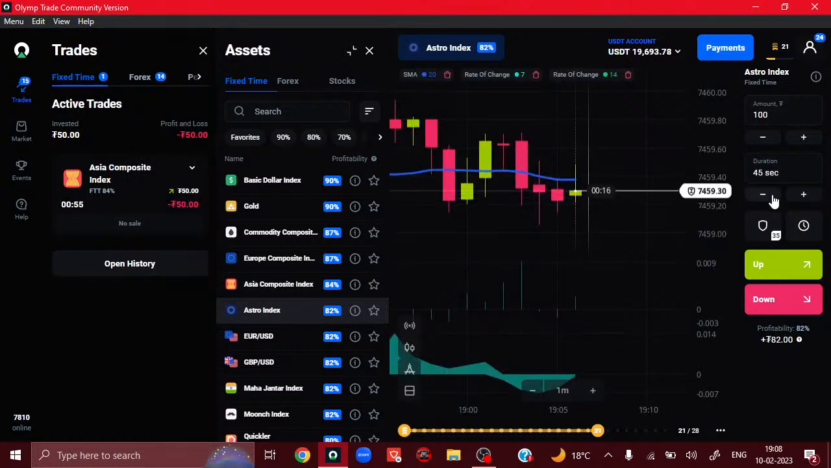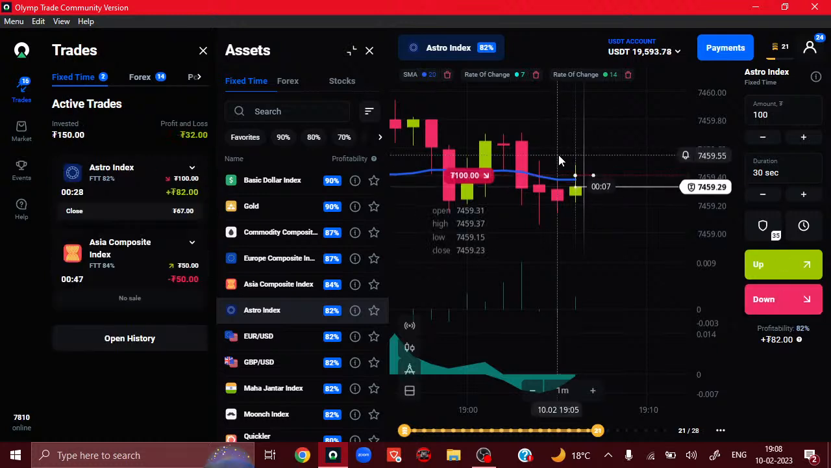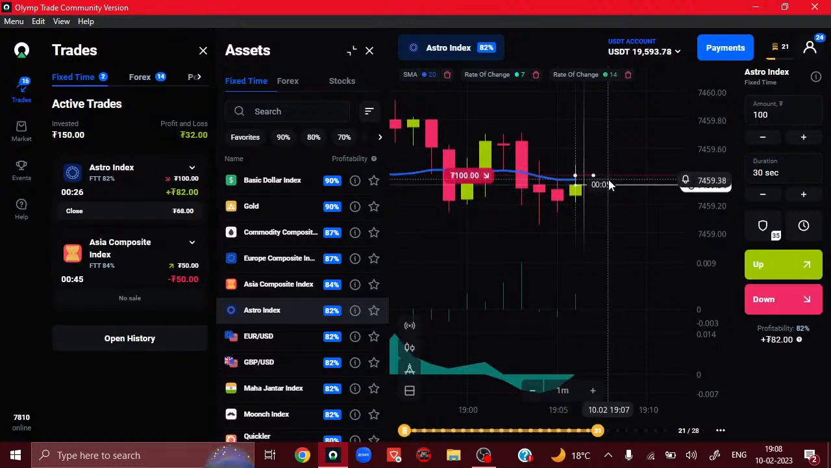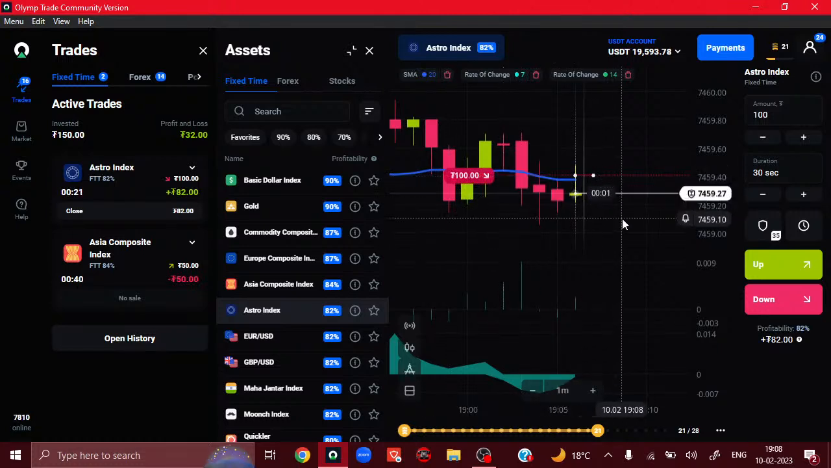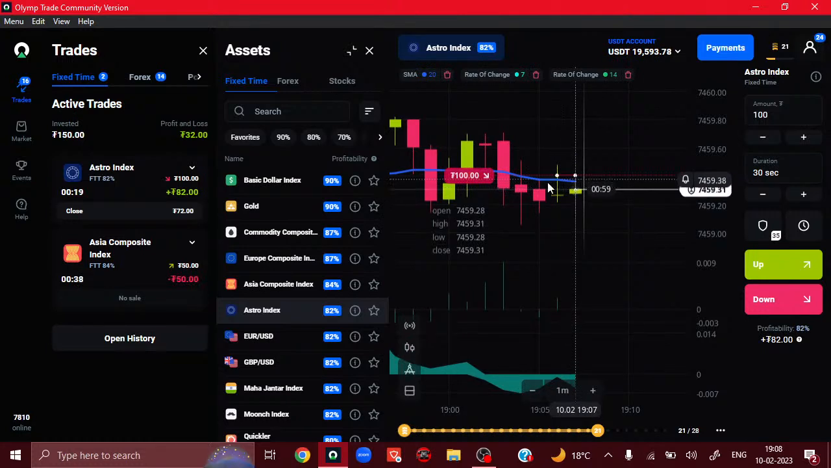In Astro Index, the SMA 20 is acting like a resistance here. So a downward trade here for 30 seconds. See, the candlestick is trying to go above the SMA 20, but it is getting rejection from this point.